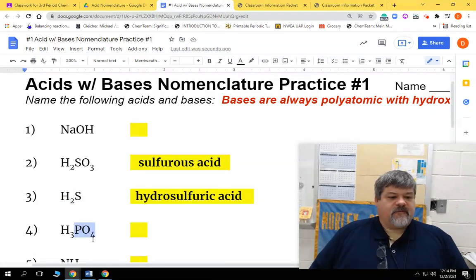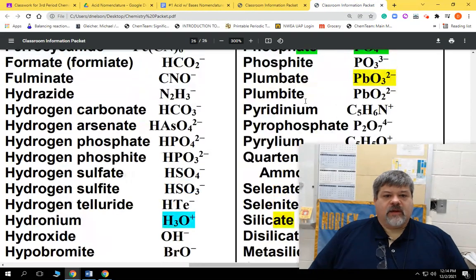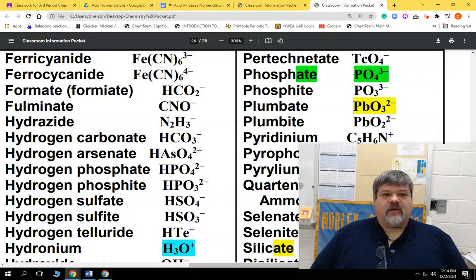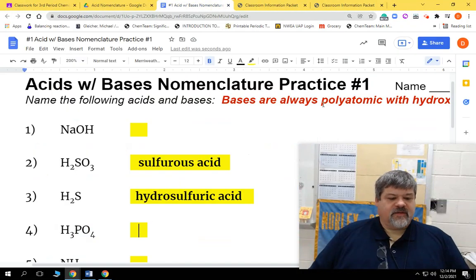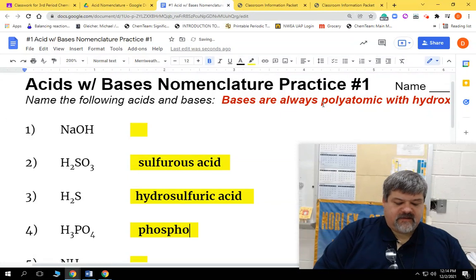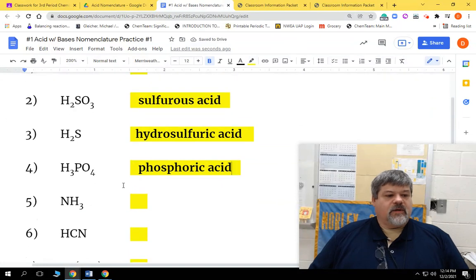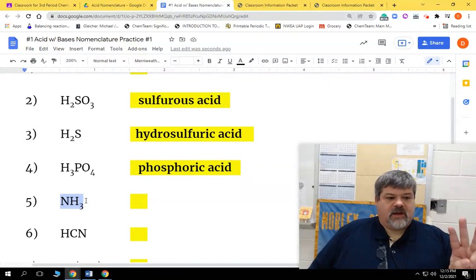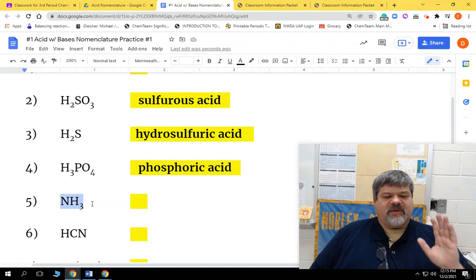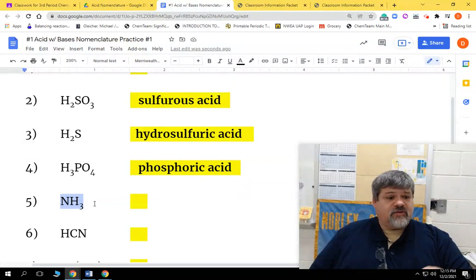We have PO4. So PO4 is, if we scroll up here, phosphate, and ate goes to ic. So this one is going to be phosphoric acid. We go to the next one. This right here is a type 3, and it's a base. This is one that I told you always need to know. We're not going to worry about this one because that's a base, but you should know what it is, and you should figure out what it is. Hint, ammonia.